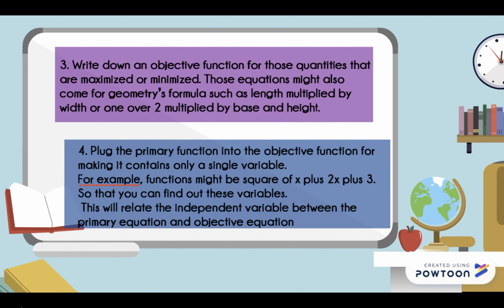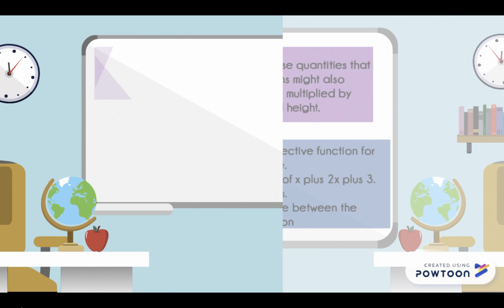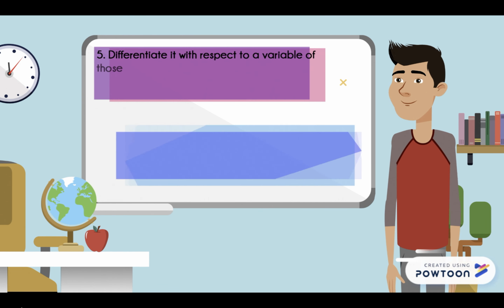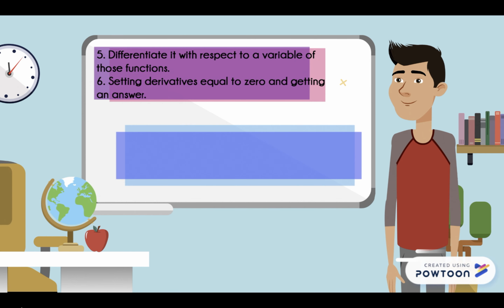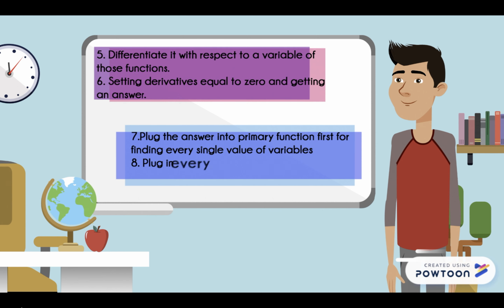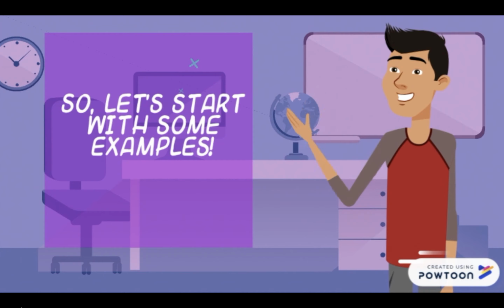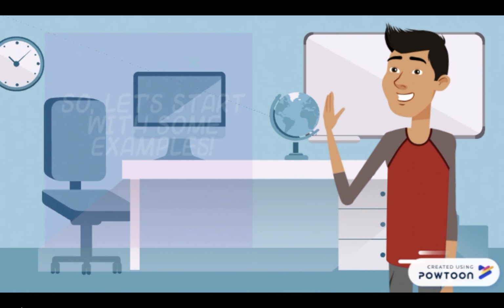Feel free to pause and read. Number 5, differentiate the function before, then set it equal to 0. Plug in the answers from previous functions to find the values of each variable. And lastly, plug those values into the objective function and get the answer. So let's try some problems.